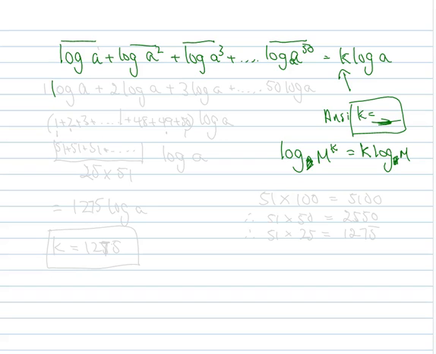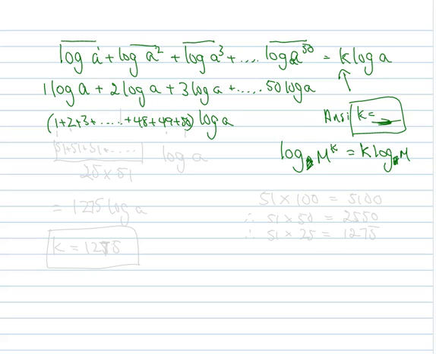So now we've got log of a. Now this is a to the 1, so it's 1 log a. This one is log of a squared, so it's 2 log a. This one's log of a cubed, so it's 3 log a. And so on, all the way up to 50 log a. Okay, and then all we've got to do is add up those numbers. So what we've got is 1 plus 2 plus 3 plus so on, up to 48 plus 49 plus 50, times log a.